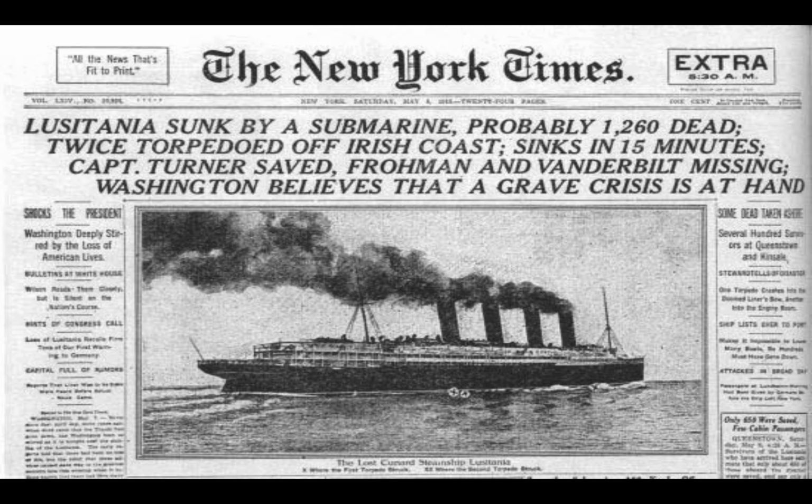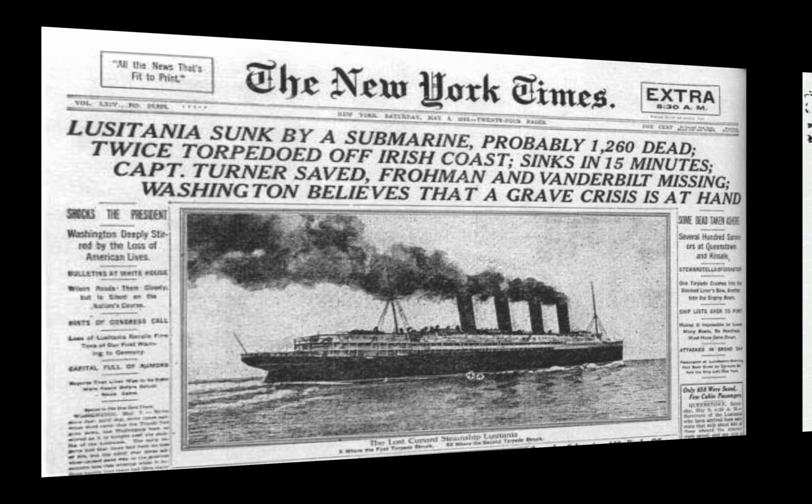This is the New York Times headline for when the Lusitania was unfortunately struck. You see here, Lusitania sunk by a submarine, probably 1,260 dead, twice torpedoed off the Irish coast, sinks in 15 minutes. You can read the rest of the headline yourself if you want.